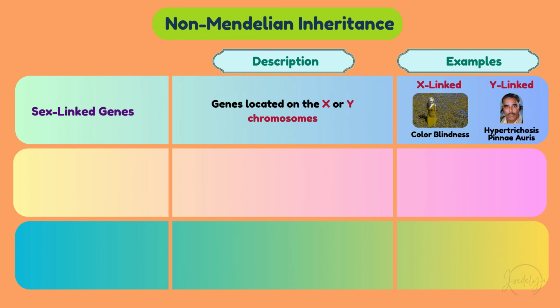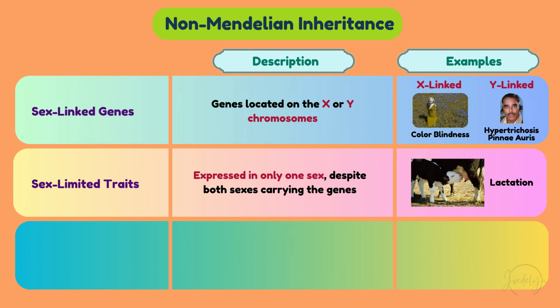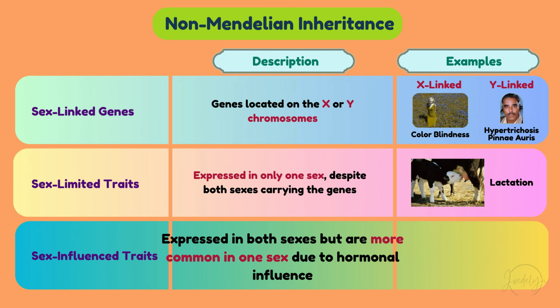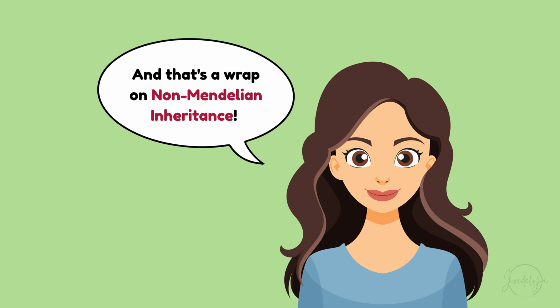males. Sex-limited traits: traits that are expressed in only one sex, despite both sexes carrying the genes. These traits are often regulated by hormonal differences. An example is lactation in cattle, which is dominant in females but never expressed in males due to hormonal differences. Sex-influenced traits: these traits are expressed in both sexes but are more common in one sex due to hormonal influence. Baldness is a key example, where it is dominant in males but recessive in females, making baldness more common in men. And that's a wrap on non-Mendelian inheritance.